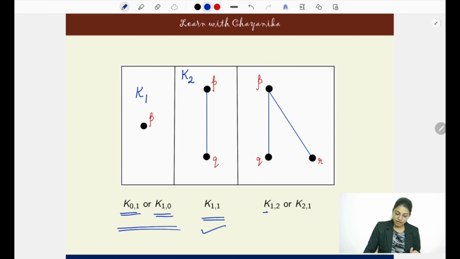Next we move to K12 or K21. Now here, when m and n are different, the order does not matter. Both are the same graph. 1 vertex in one partite set and 2 vertices in the other partite set. Possible adjacencies are PQ and PR. See, this is not a complete graph, because Q and R are not adjacent, because it is bipartite. So the only complete bipartite graphs which are also complete graphs are K01 and K11. Apart from these, any other complete bipartite graph is not a complete graph.